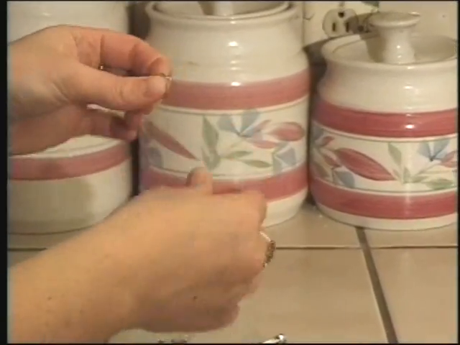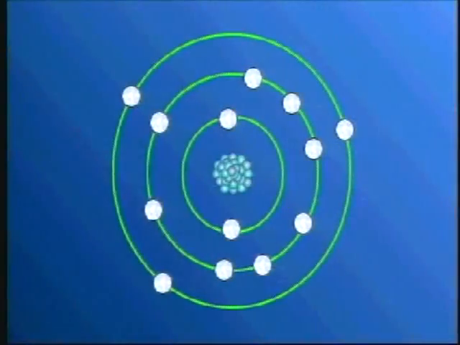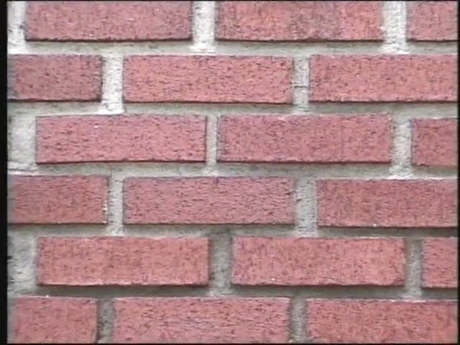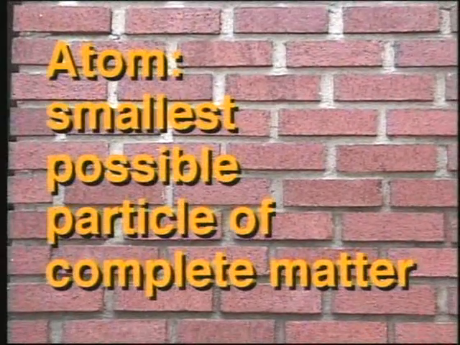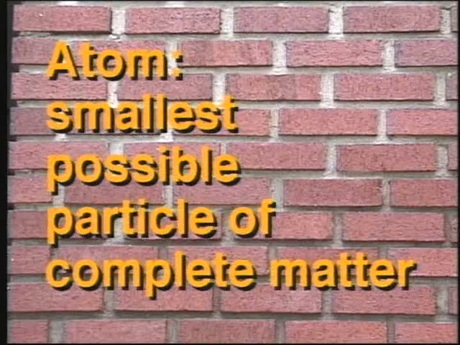By using special tools, one can make the absolute smallest piece of the aluminum or any other matter. It is called an atom. All matter is made up of atoms. An atom is the smallest possible particle of complete matter.